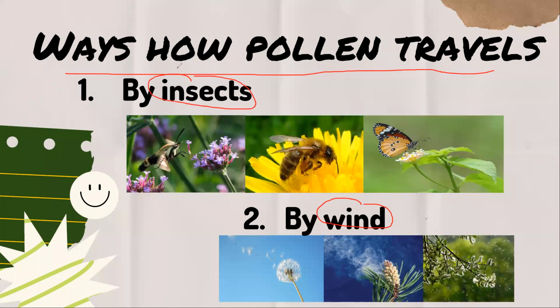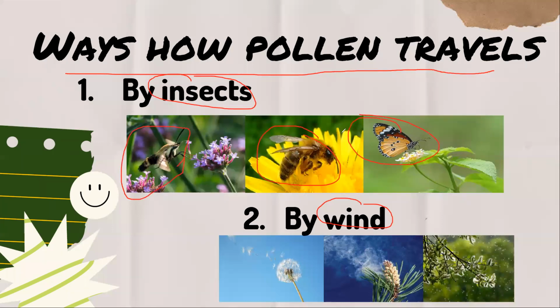As you can see in the pictures here, by insects, obviously, there would be honeybees or butterflies. This class is an example of a moth. For those who don't know, a moth is very similar to how a butterfly looks, but it's a different species. So insects actually carry pollen when they travel. Like, teacher, why do they carry pollen? Don't worry, we will go into that in a lot of detail.